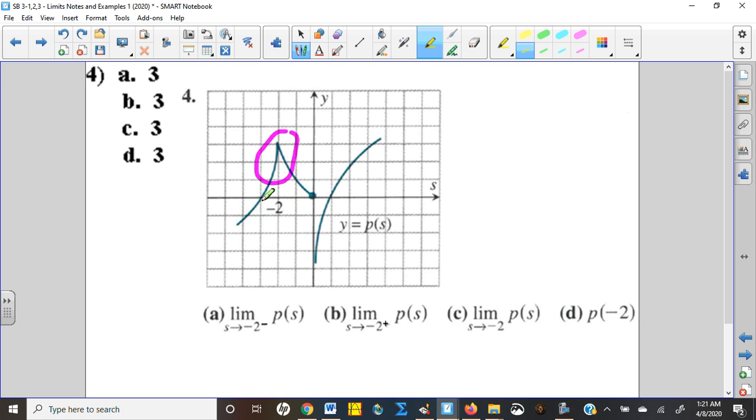As I come in from the left, I'm approaching a height of 3. As I come in from the right, I'm approaching a height of 3, which means the two-sided limit is 3, right? So the limit as we approach -2 of p of s is 3, and p of -2 itself is equal to that same height of 3. Just a look to the future.